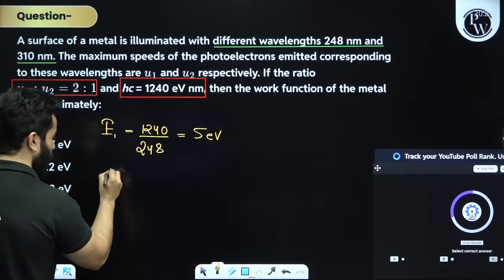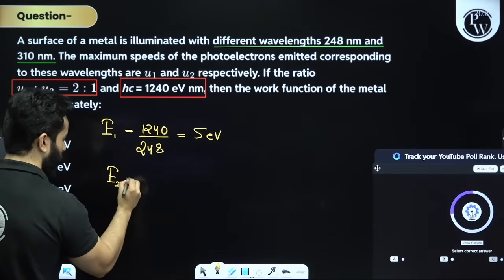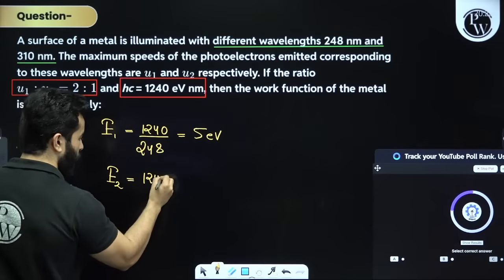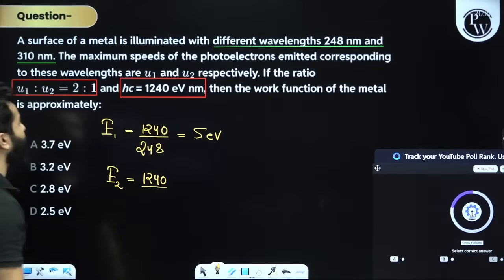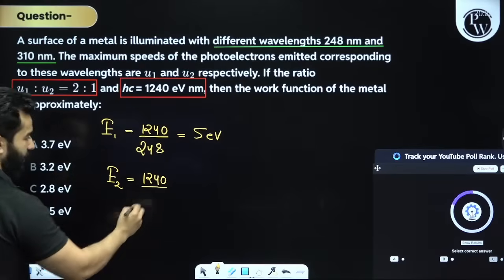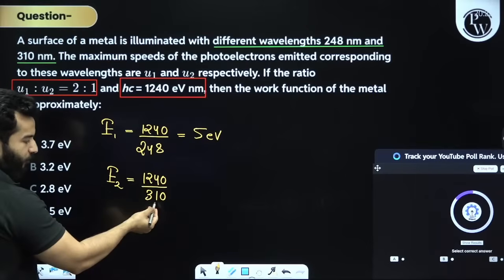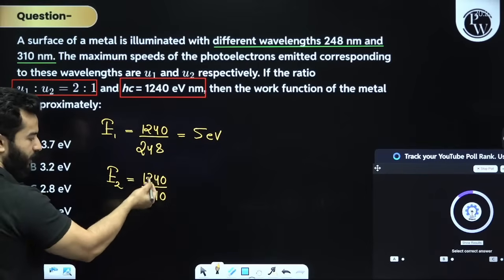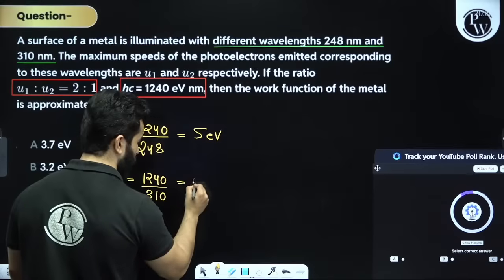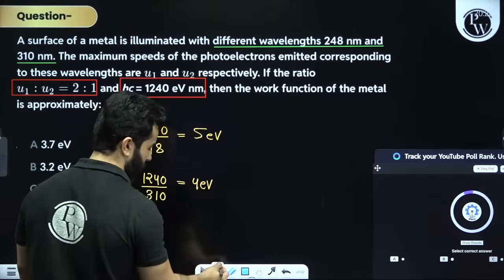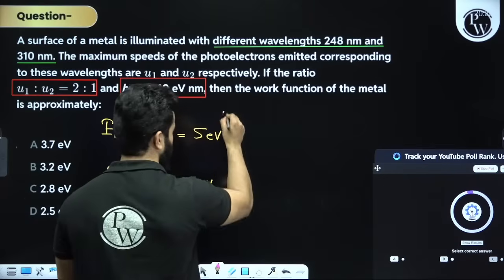And E2 is 1240 divided by 310. So multiplied by 4. 4 ones are 4, 4 threes are 12. So 4 electron volt. Alright. Now let's use these two values.